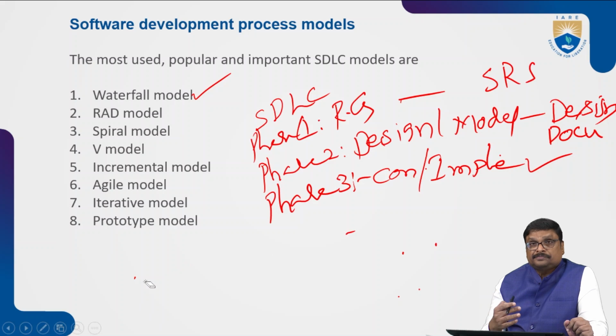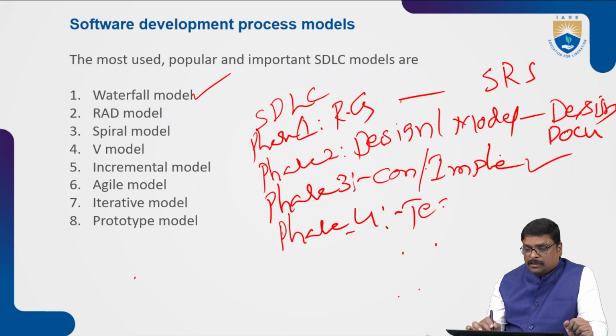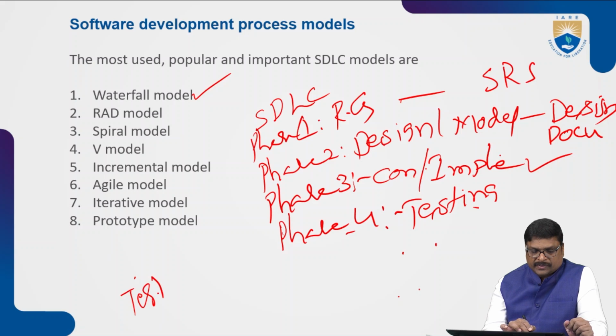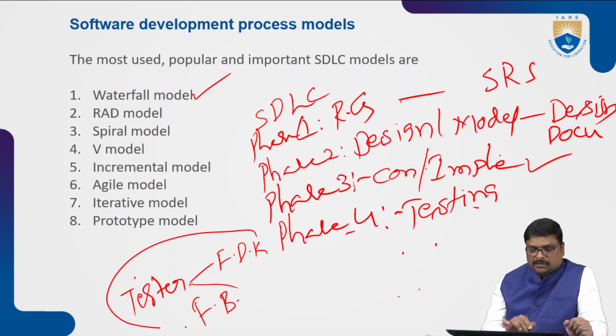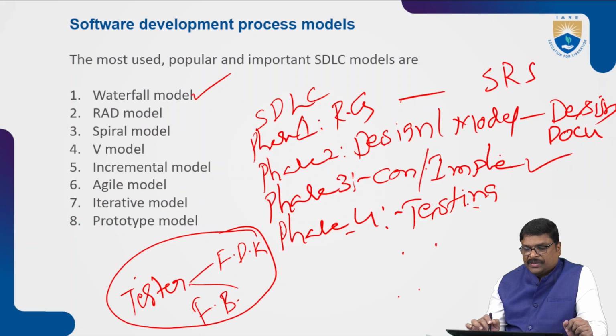Then the phase 4 is testing. The stakeholders involved in phase 4 are testers. What is the prerequisite knowledge for the testers? A tester should have strong functional domain knowledge, and what exactly is expected of the tester is, he has to test the functional behavior of the system. So that is exactly the testing phase.